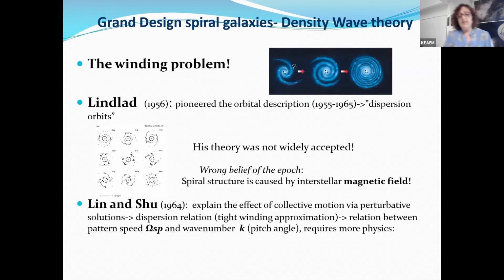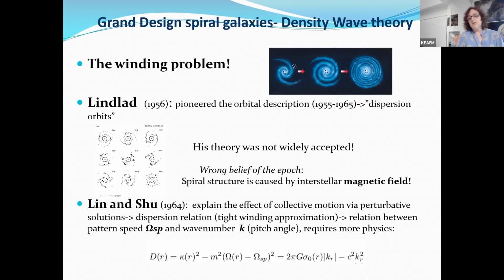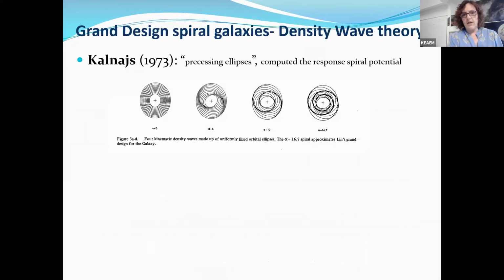Then in the 60s came Lin and Shu, who tried to make a very good explanation by analytical theory of the effect of collective motion via perturbative solutions. They gave the very well-known dispersion relation that correlates, for example, the pattern speed of the spiral arms with the wave number and, so, with the pitch angle of the spiral arms. But this relation requires more physics, as it does not take into account the amplitude of the spiral perturbation, that is, how strong the spiral arms are.